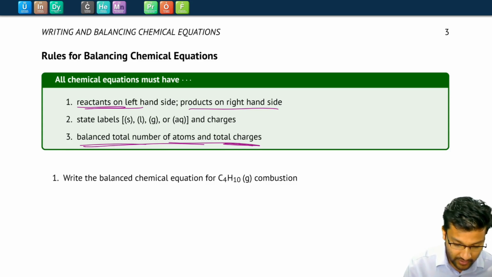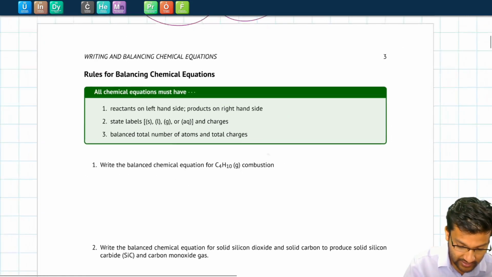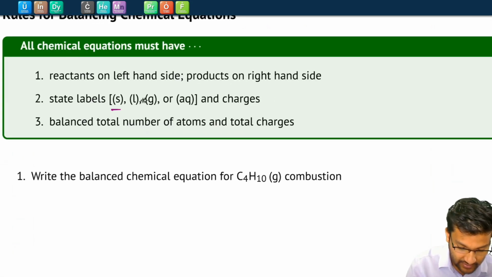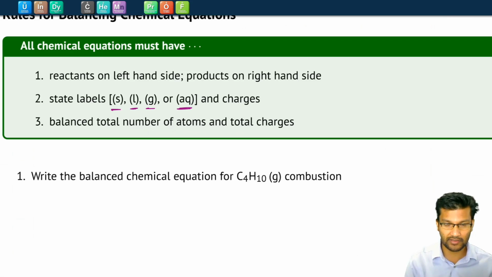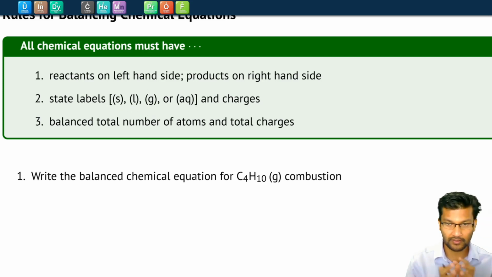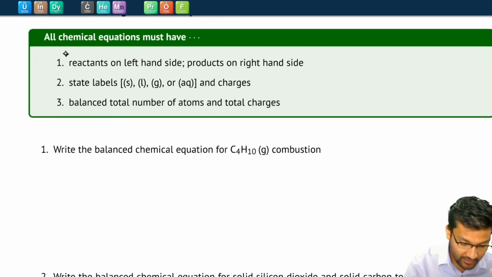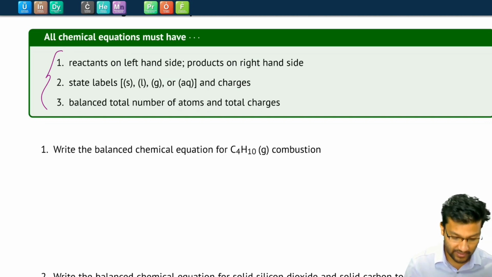And finally, the other thing that we need to include in chemical equations are what we call state labels or state symbols. And typically, the only ones that we'll be interested in this course are going to be s for solid, l for liquid, g for gas, or aq for solutions where the solvent is water, so it's an aqueous solution. They're just the lowercase letters inside of parentheses immediately following the chemical symbol. All right, so these are all the things we need to consider when we're writing and balancing chemical equations.